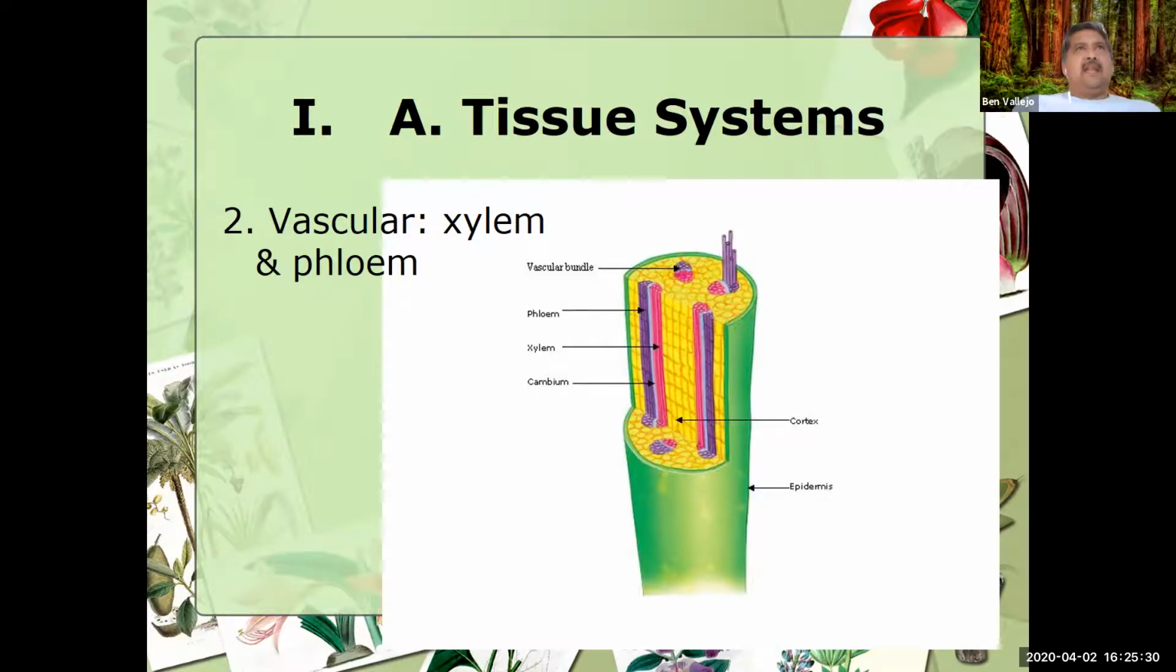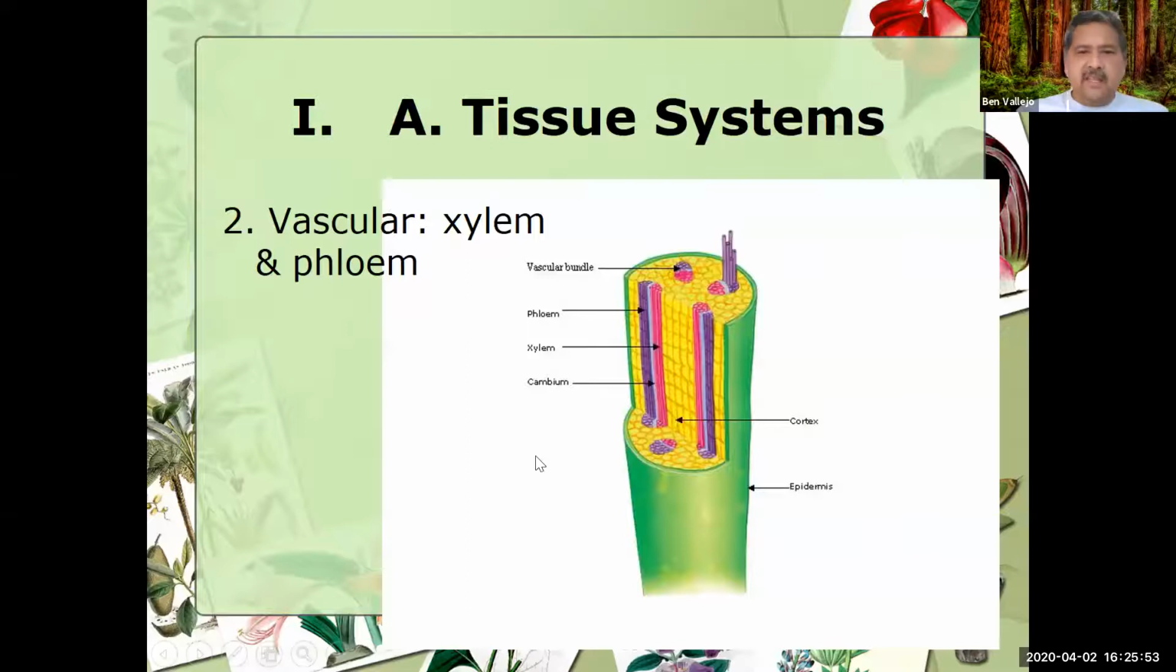Now, the transport tissues are the vascular tissues. Remember, in our study of plant classification, we saw that there are vascular and non-vascular plants. The non-vascular plants are the bryophytes, like the liverwort or the moss, and then the rest of the plants were the vascular plants. The vascular plants have tubes within them, and those tubes carry different things.